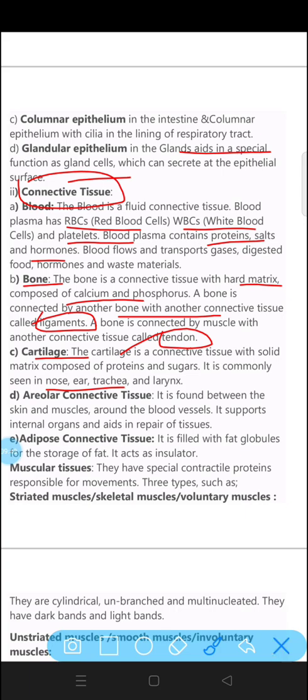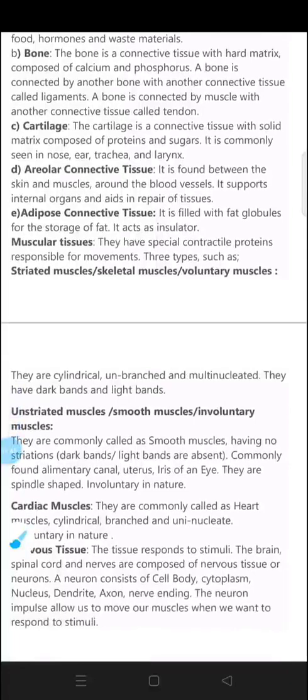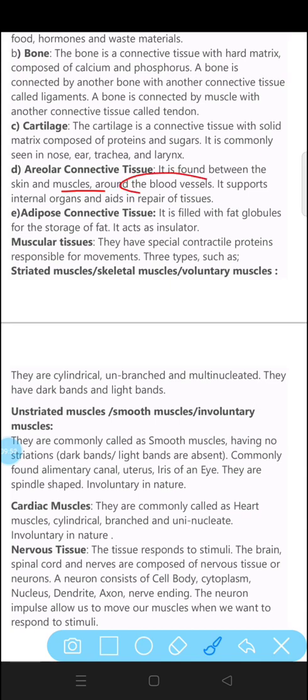Next is areolar connective tissue. Areolar connective tissue is found between skin and muscles, around the blood vessels. It is found in skin and muscles around our blood vessels and it supports the organs.